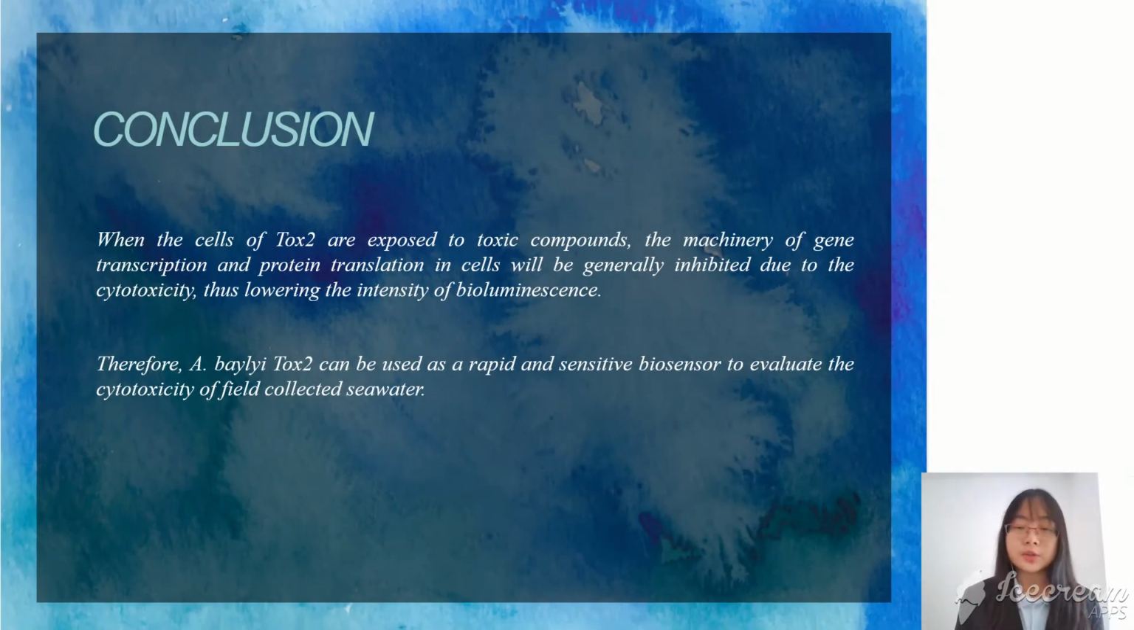So in conclusion, they concluded that when the cells of TOX2, the bacteria, are exposed to toxic compounds, the machinery of the gene transcription and protein translation in the cell will generally be inhibited due to the cytotoxicity, and thus this will lower the intensity of the bioluminescence of the bacteria.